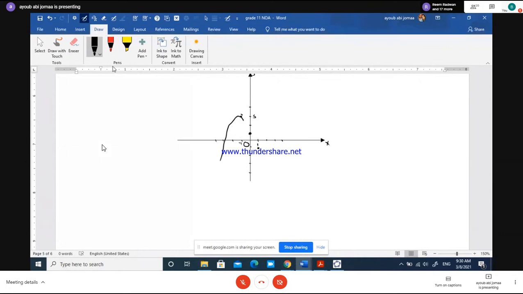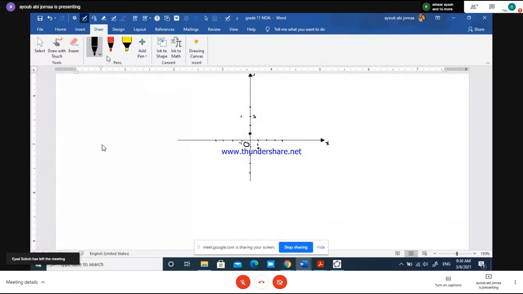Okay, so somewhere it cuts the x-axis at a certain point. What are the coordinates of the point? For that reason there should be a question here to determine the x-intercept, but you don't know how to solve this equation.